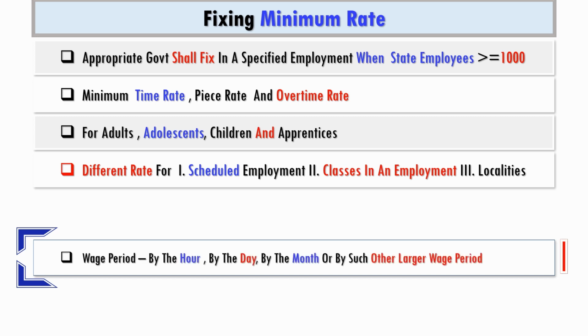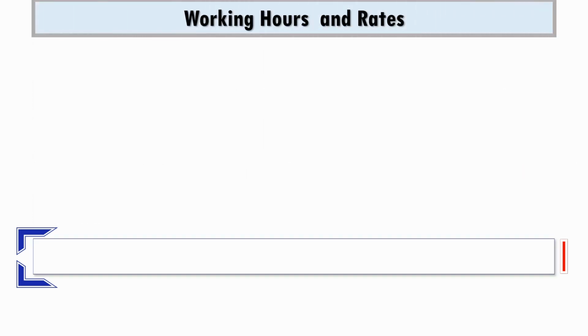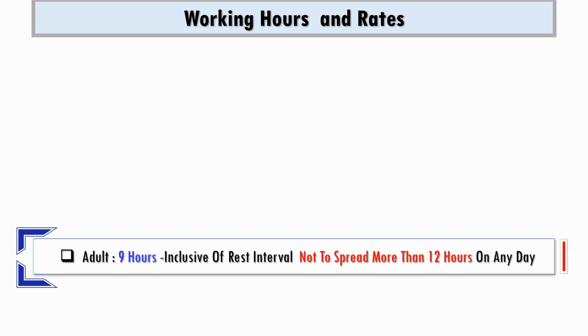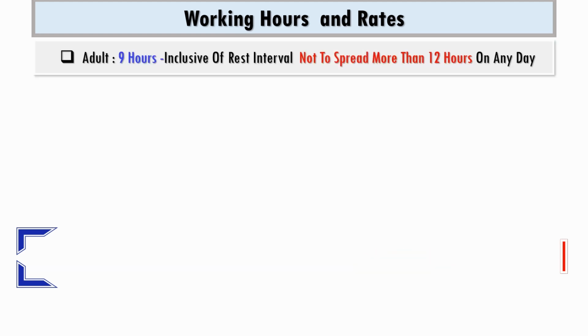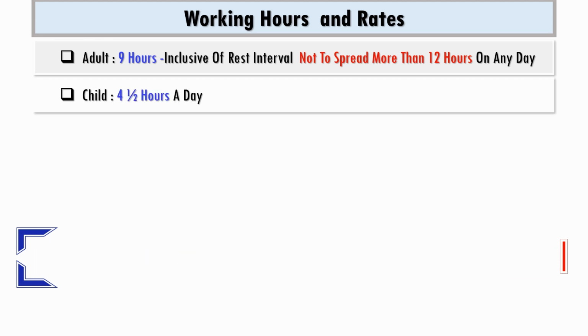And the wage period that is considered may be by the hour, by the day, by the month, or such other larger wage period as the government may consider necessary. Ceiling on working hours: for adults 9 hours a day, inclusive of rest interval. It can spread up to not more than 12 hours on any day. In case of children, it is 4.5 hours a day at the maximum.